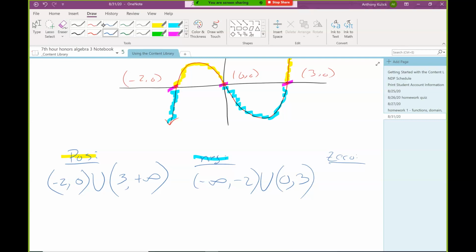So when I write my 0 set here, I don't want to use interval notation because I don't have infinitely many points. I just have exactly 3 points. So instead of using an interval, I'm just going to use the normal set builder. And all I'm going to do is list the 3 x coordinates. So -2, 0, and 3.